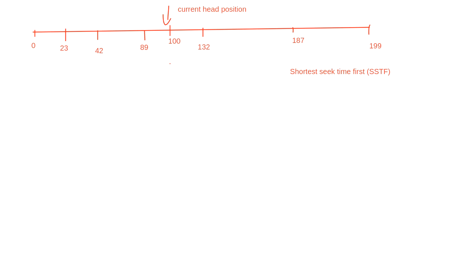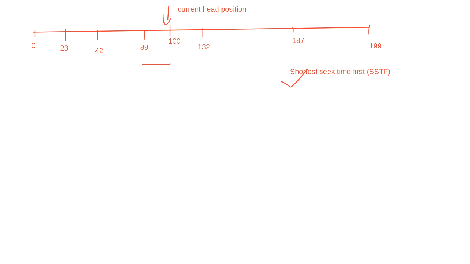But let us see this distance. 100 minus 89, how much will it be? I think it is 11. Now see here, moving from 100 to 132 is larger, and moving from 100 to 89 is shorter. So shortest seek time first says follow the shortest request. So I go to 89 here.